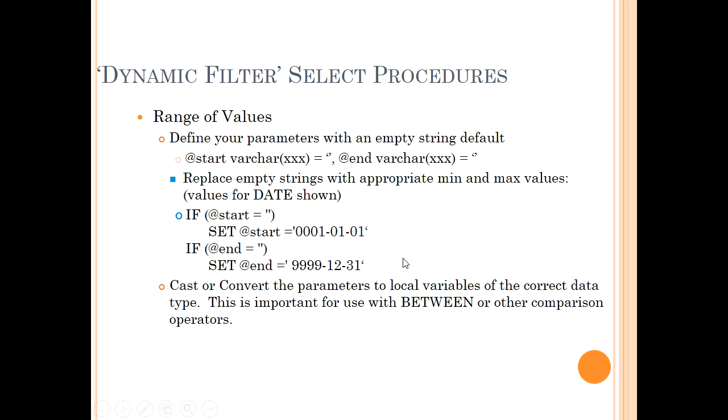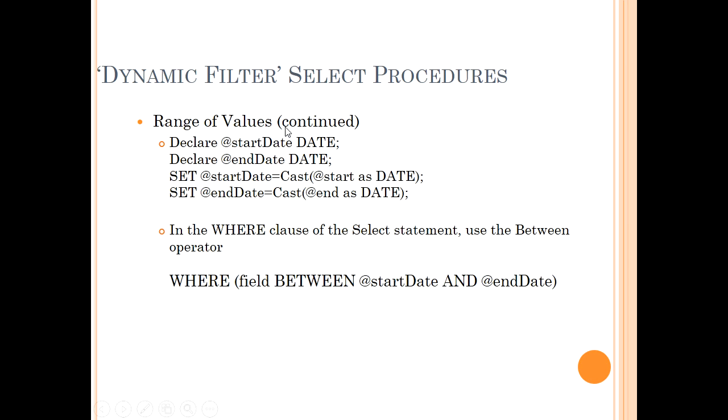And finally though, okay, those are still strings at this point, right? So before we actually execute the select statement in the procedure itself, we have to convert them to the proper data type. So you can use cast or convert to do that, because the between actually has to have the proper data types to compare to the field itself. So that's the last step. So we'll have a look at what that looks like in code.